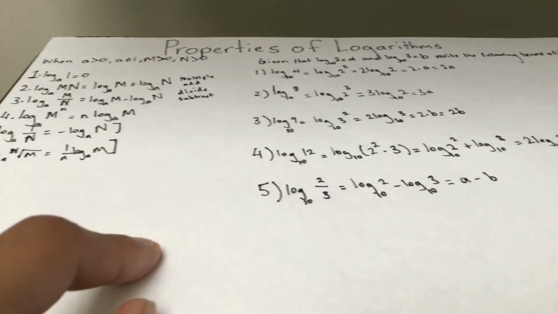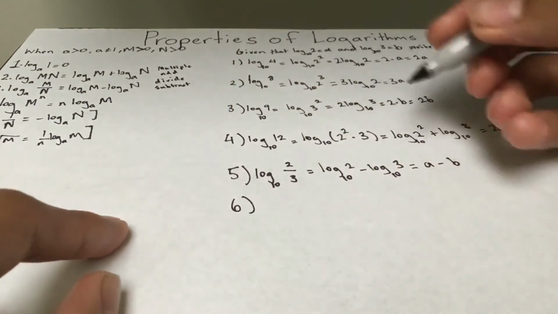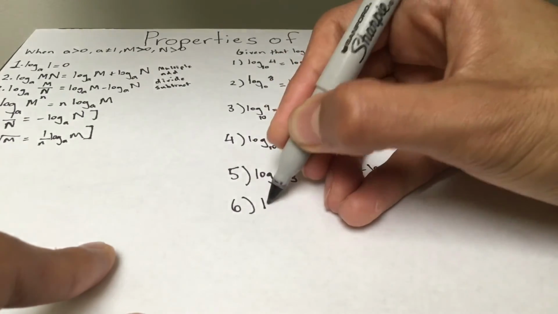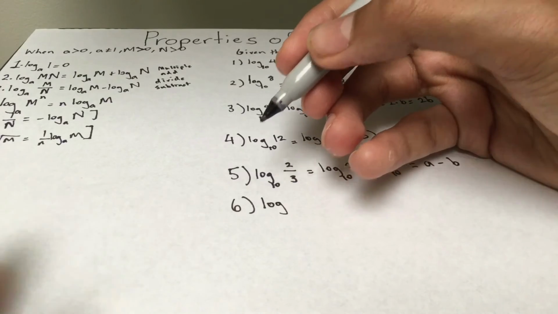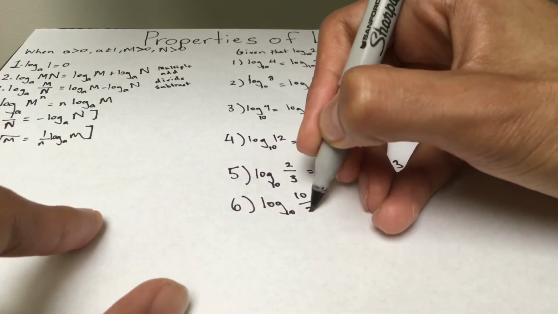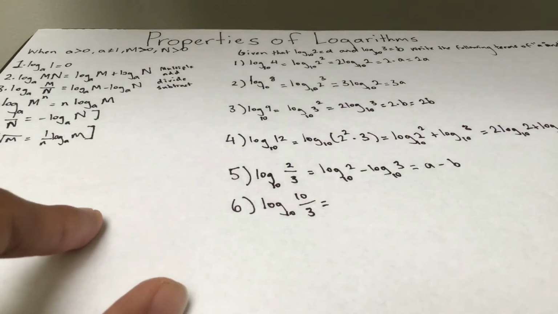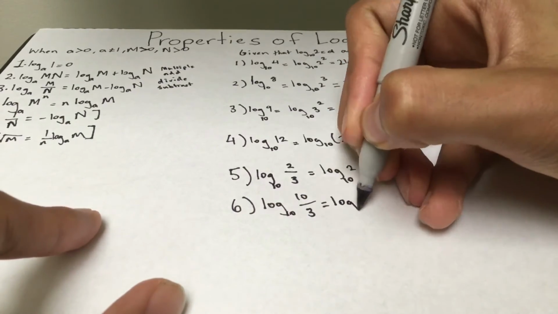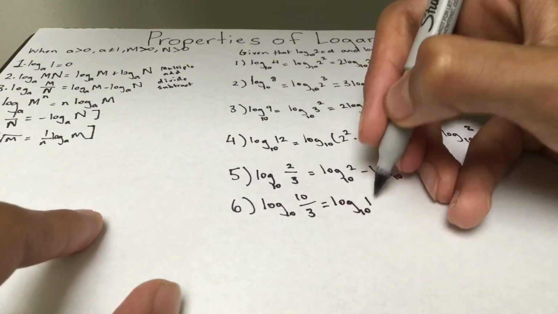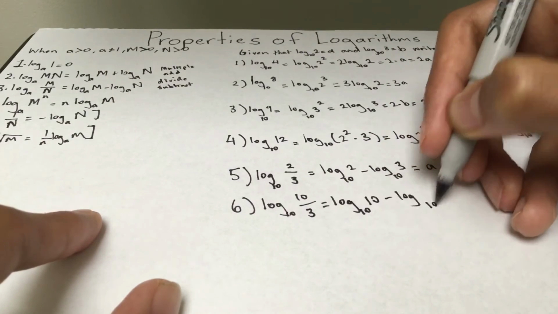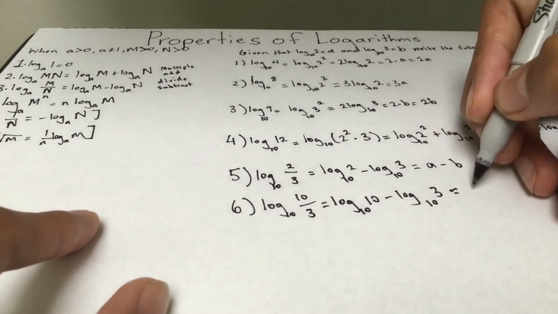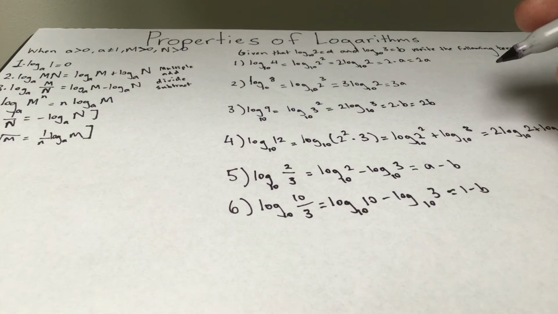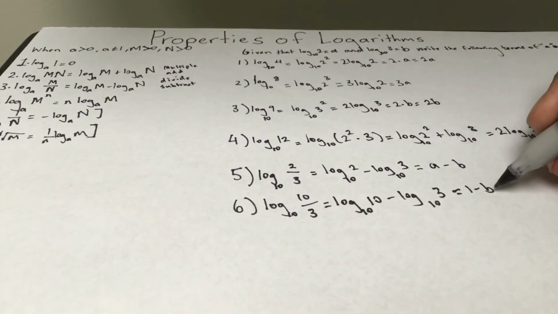Okay, cool. So now let's do another one. Let's do log 10 over 3. So pause the video if you'd like to try it yourself. Okay, so did you get log 10 10 minus log 10 3 is equal to 1 minus b? I got 1 minus b.